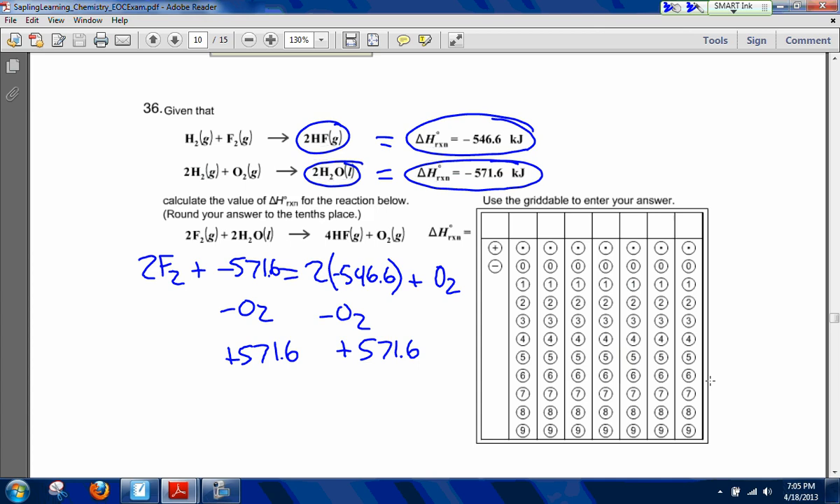to both sides. So now I have 2F2 minus O2 equals 2 times negative 546 plus 571.6. I'm going to put those numbers in my calculator to find out what I get. I get 2 times negative 546 plus 571.6. So that was 546.6. Sorry, I left a piece out.